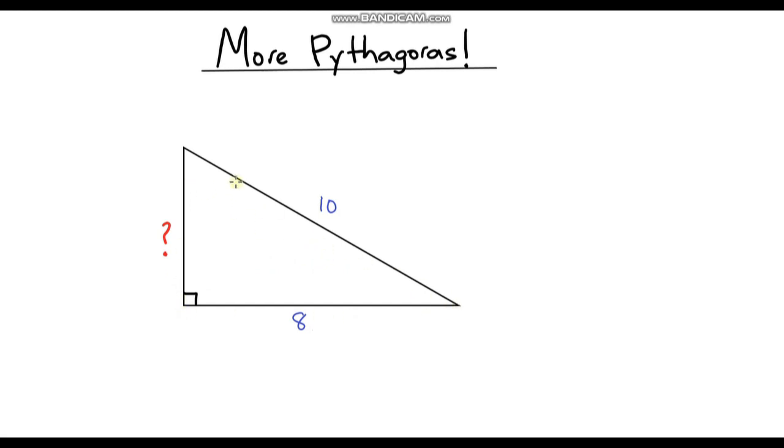So we've got this right angle triangle here. We've been given the hypotenuse, which is 10. We don't know what the units are, but for our purposes that doesn't really matter. And we've been given one of the shorter lengths, and we need to calculate this length over here.